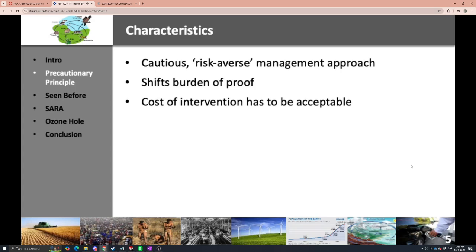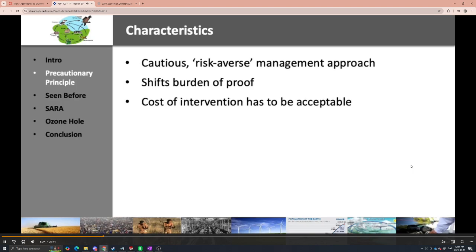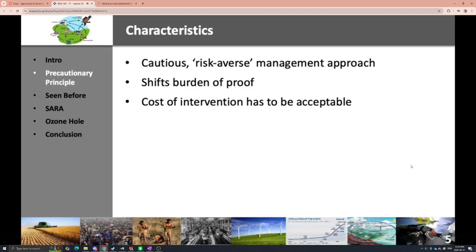One of the aspects of the precautionary principle and the implications for the precautionary management approach is that it reflects this risk-averse attitude, and it shifts the burden of proof. So under regular conditions, the default is that the environmental activists or people supporting the environment need to prove that the activities of, let's say, a factory have a negative impact. So to repeat that, what's very common is that if someone's concerned about the environment, they need to prove that this factory is having a negative effect on the environment.